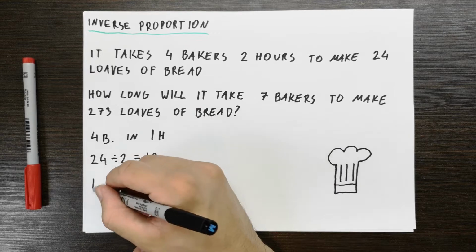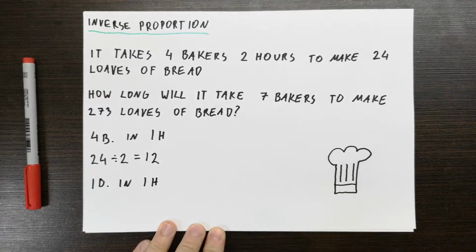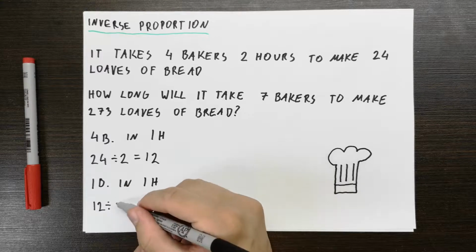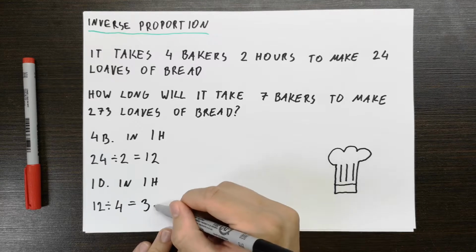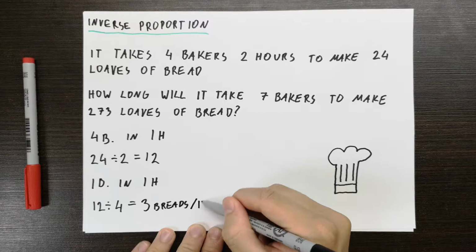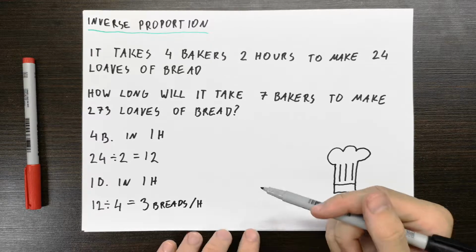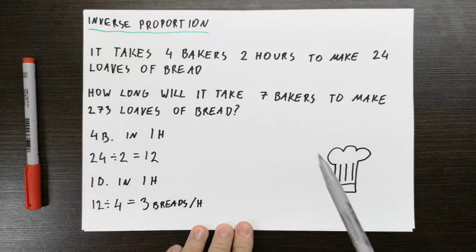So now we're doing 1 baker in 1 hour. So we do 12 divided by 4. And that will give us 3 breads per hour. So 1 baker makes 3 breads in 1 hour. That's what we're boiling down to. That's our core unit.